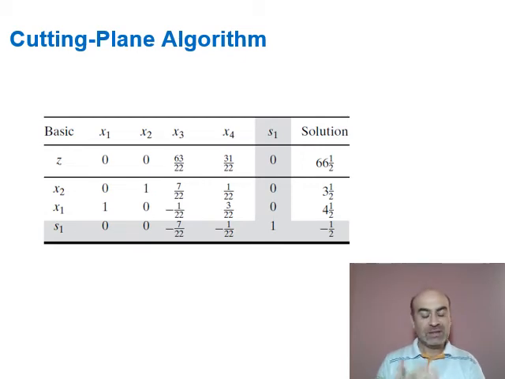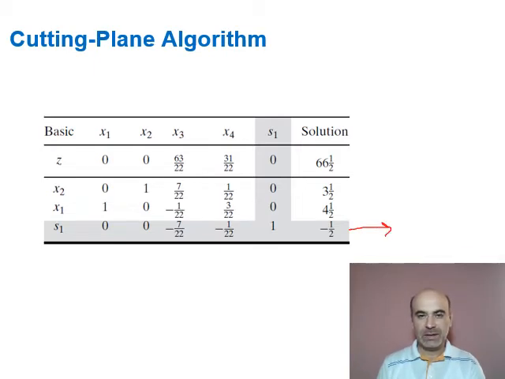The first step: this is already a maximization problem. All row 0 values are non-negative, that's okay. And we have at least one negative right-hand side value. So in step 2, what do we do? We decide on the leaving variable, and the leaving variable is the one with the most negative right-hand side. There is only one variable with a negative right-hand side, so we decide on this to be leaving.